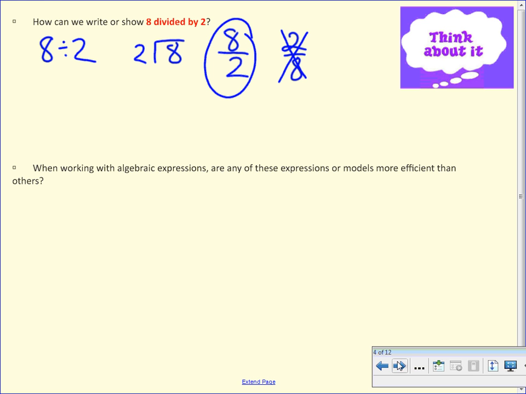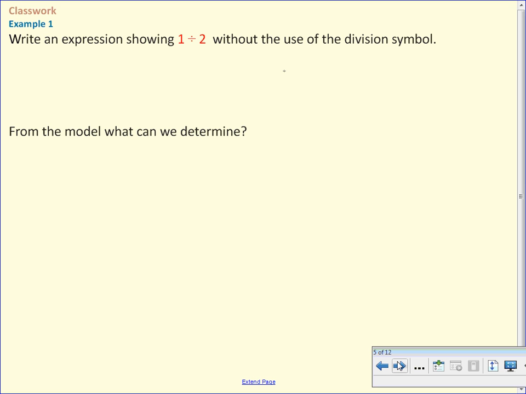Okay, so let's take a look at your notes. If we wanted to write an expression showing 1 divided by 2 without the division symbol, how could we do that? Let's start first by drawing a model and see what 1 divided by 2 means. What is it that I have that I'm separating? What is the full amount?